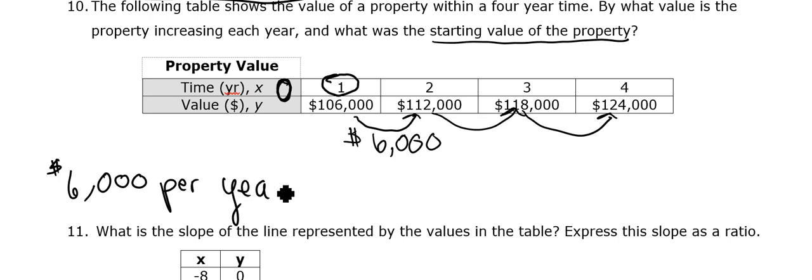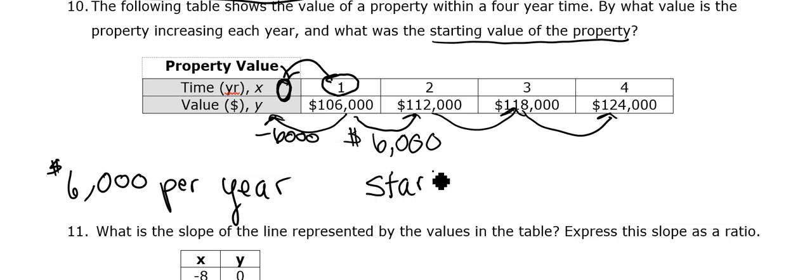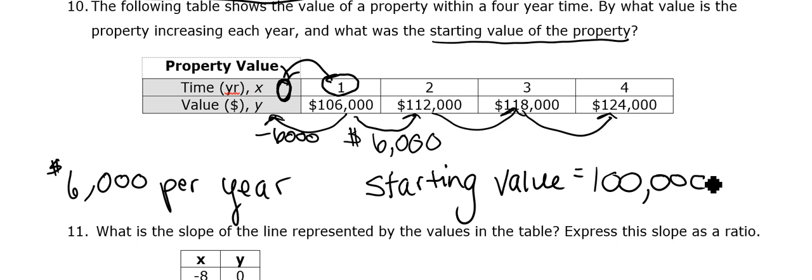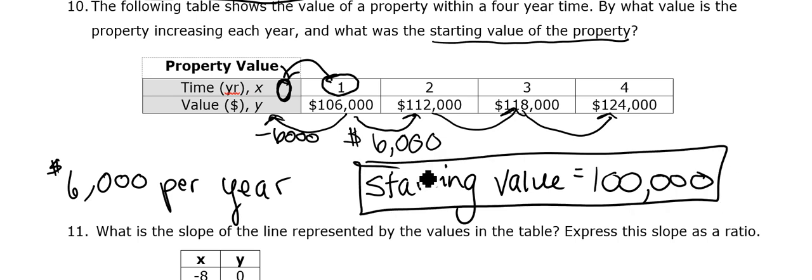So if it's increasing by $6,000 per year, if I go back a year, before it actually did any increasing, I should see that it would go back. So I would lose $6,000. So that means I would have $100,000. So my starting value is $100,000. Again, this piece won't be on your test yet, but this one will. So you need to see that my rate of change or my slope is $6,000 per year.